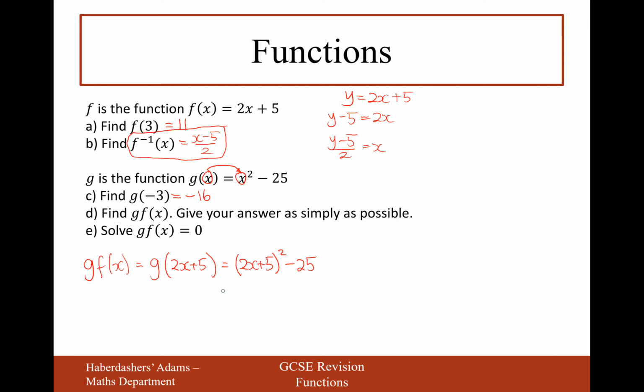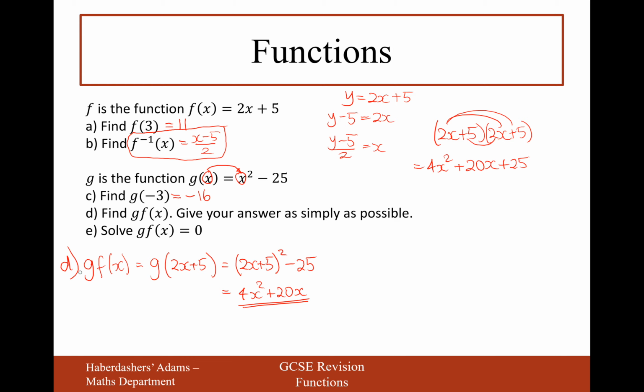Okay, and I could probably expand the brackets on this a little bit. Remember, when I expand double brackets, it's that bracket times another version of that bracket. So it's going to be 4x squared plus 10x plus another 10x from the other bit, 5 times 2x, and then plus 25. So it's going to be 4x squared plus 20x plus 25, but minus 25, so that's my final answer here.